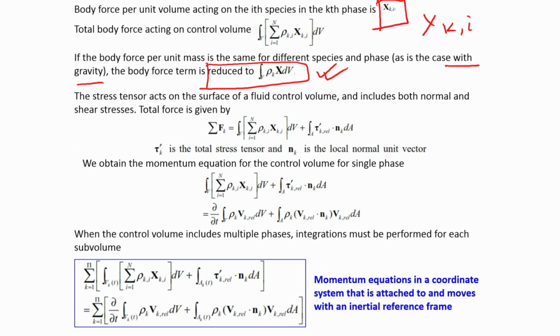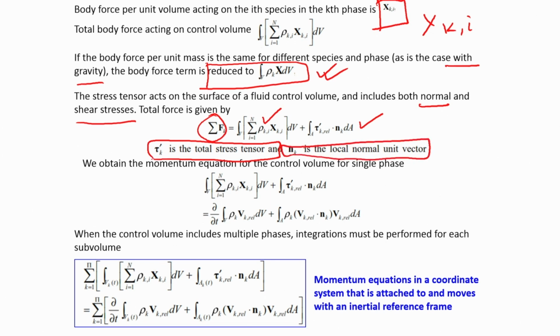Now, the other forces acting on the fluid control volume include both the normal as well as the shear stresses. We know what shear stresses are, from your undergraduate fluid mechanics knowledge. The total force is nothing but the sum of the body force and the total stress. So, tau k is the total stress tensor, and n k is the local normal unit vector.